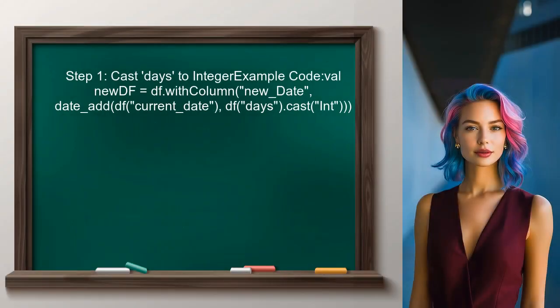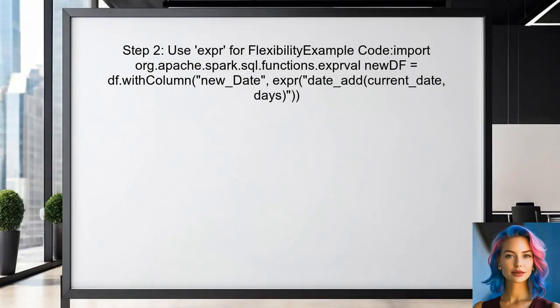To address the user's issue, we need to ensure that the days column is treated as an integer. First, the user should cast the days column to an integer type before using it in the dateAdd function. Next, if the user is still encountering issues, they can use the expr function to perform the addition directly within the DataFrame API. This allows for more flexibility with column operations.